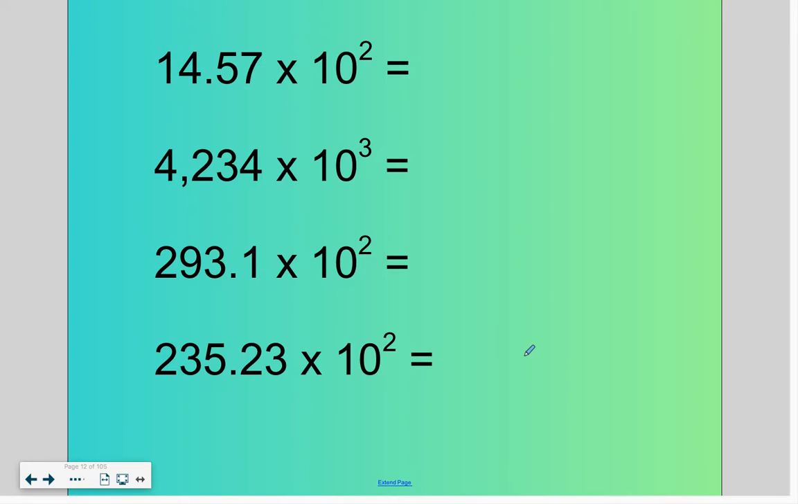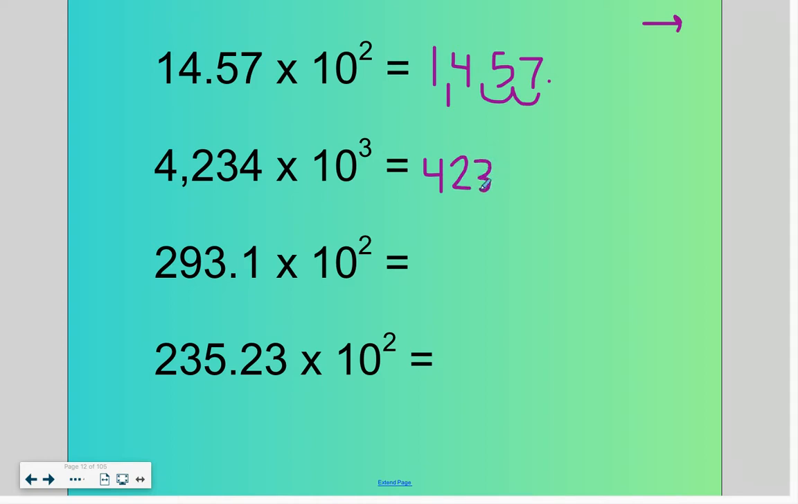Let's multiply first. So in our first problem, 14 and 57 hundredths, first things first, write down your digits. Put your pencil where the decimal would be. We're multiplying, so we are going to move to the right. We're multiplying by 10 to the second power, so we're moving it over twice. Our decimal lands at the end of the number, so our answer is 1,457.